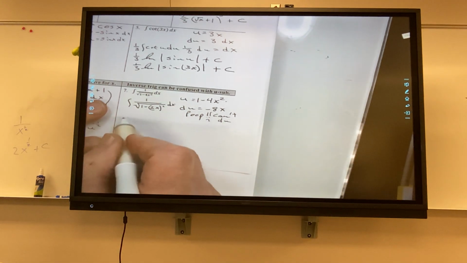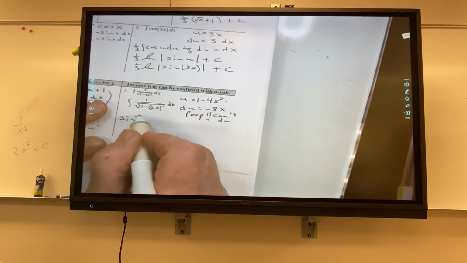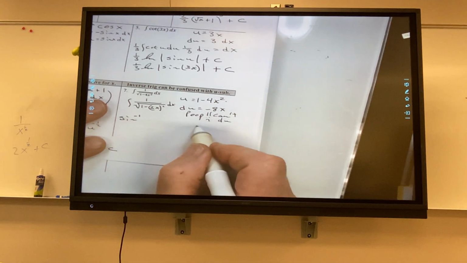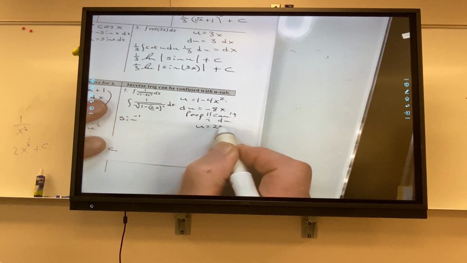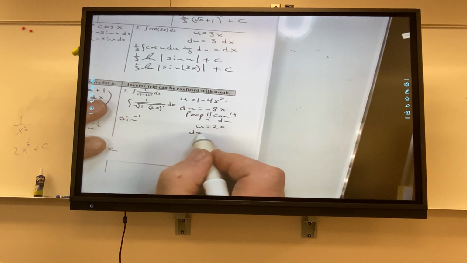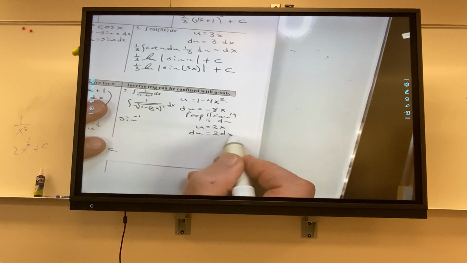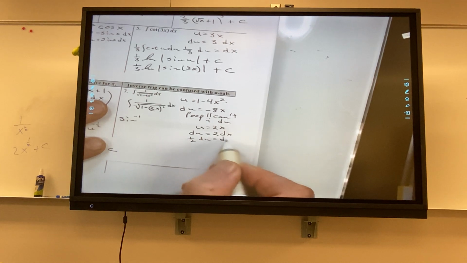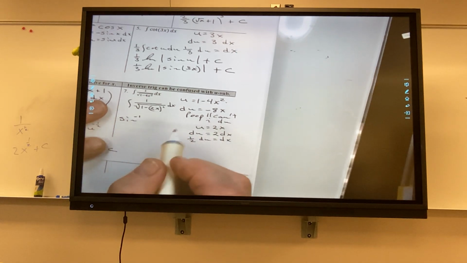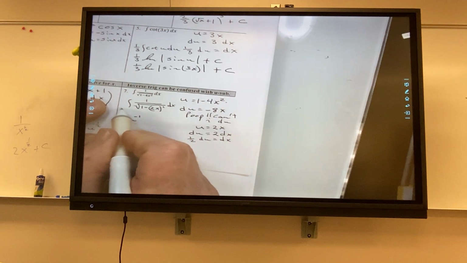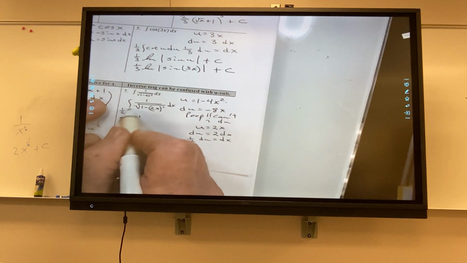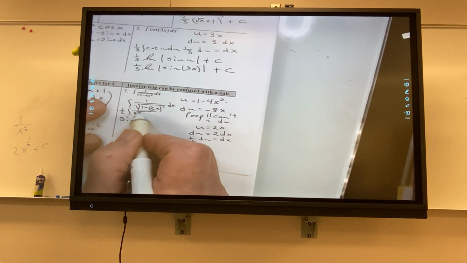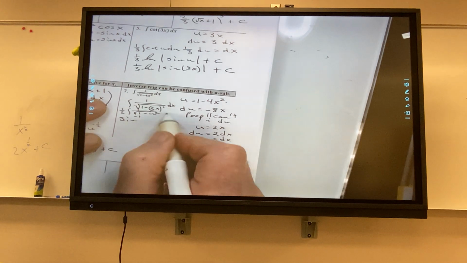I'm thinking it is sine inverse, because that's the form of sine inverse. So in other words, I'm going to let u be 2x. So du is going to be 2 dx, which means I'm going to have 1/2 du equals dx. So this is going to become 1/2, 1 over square root of 1 minus u squared du.